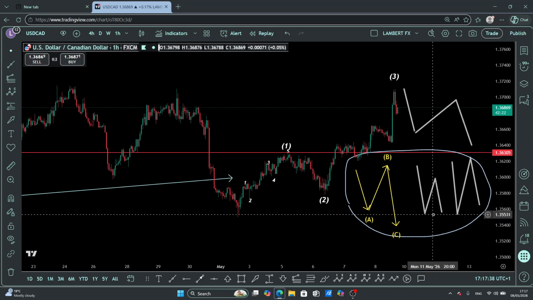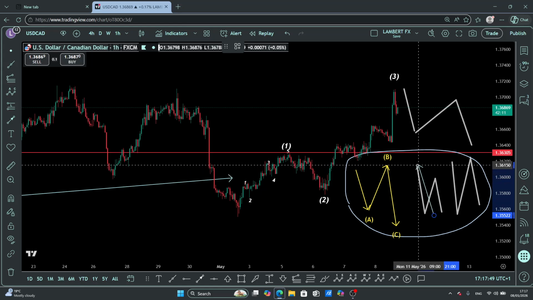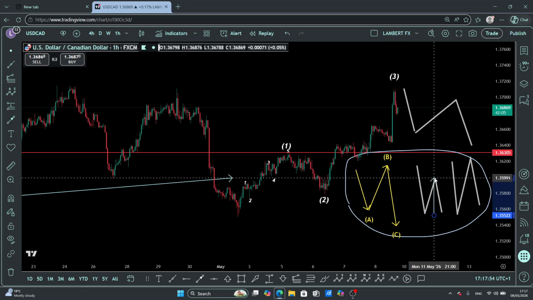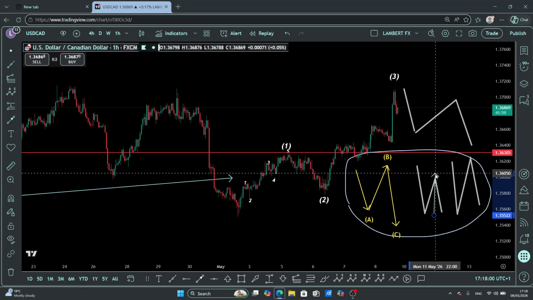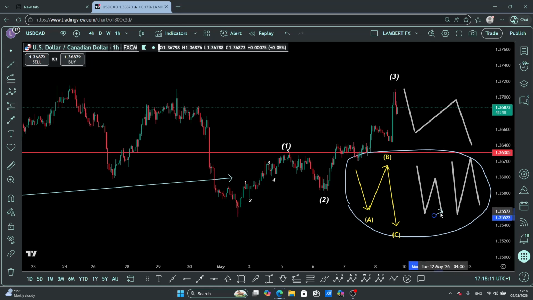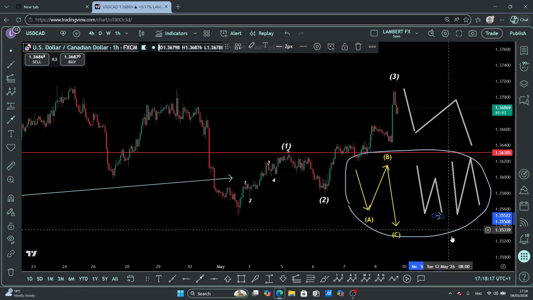Okay, so the characteristics of a regular flat is that your B must not go above the origin of A. Where the A started from, your B should not exceed that line. And your C also has to close before your A. Yeah, so your C must not cross your A. But in rare occasions, it does happen. All right, but these are the rules.